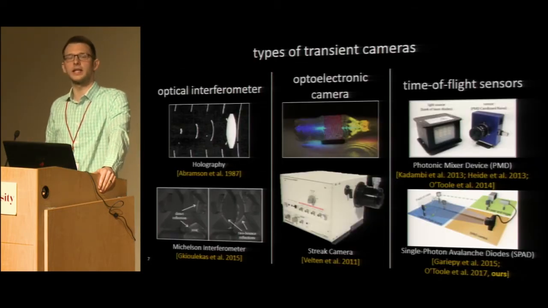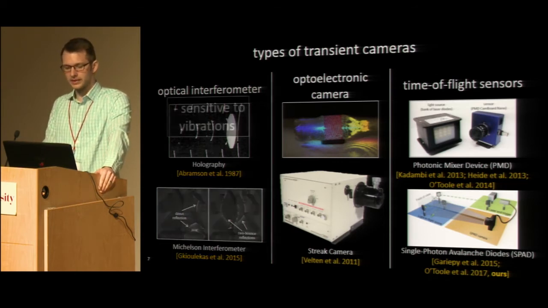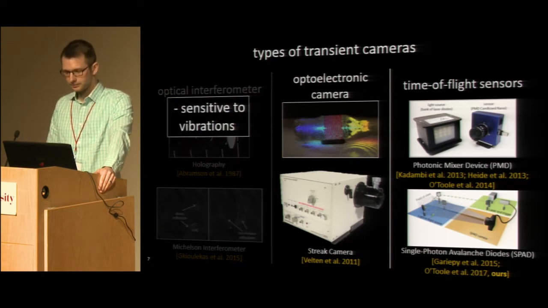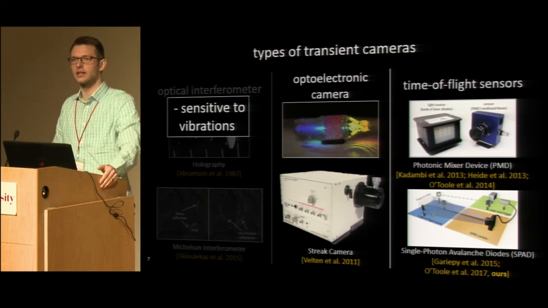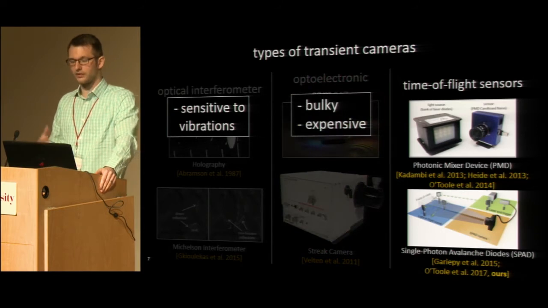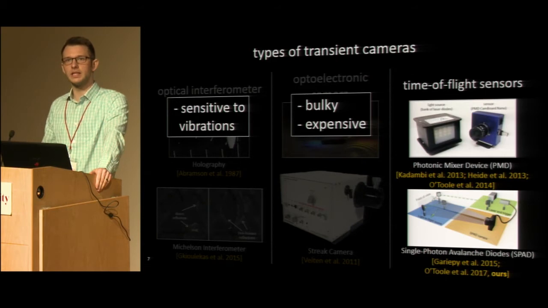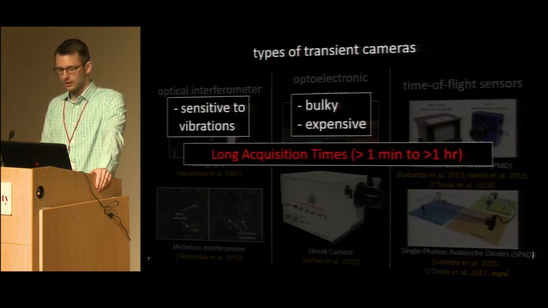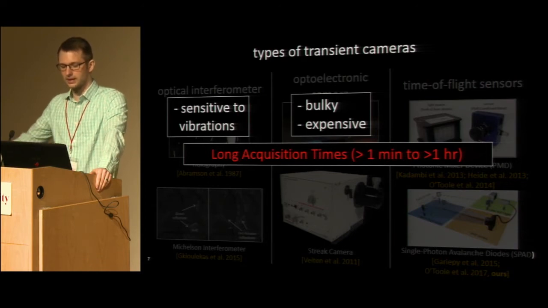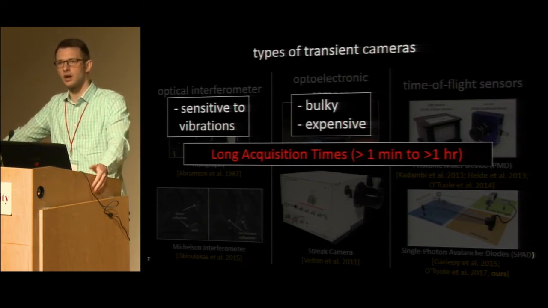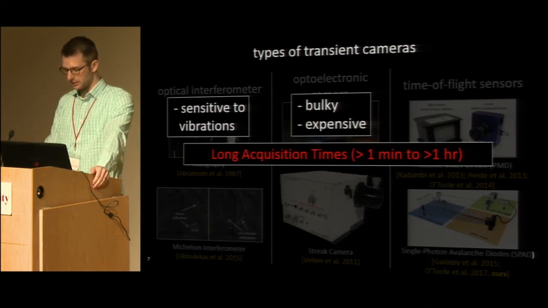So there are a number of different ways that we can actually capture transient images. For example, we can use optical interferometric techniques, but these tend to be fairly sensitive to vibration. The transient image I showed you with the Coke bottle video was captured using a femtosecond laser and a streak camera, although these setups are fairly bulky and tend to be quite expensive. We can also use time-of-flight sensors such as PMD-type sensors or single-photon avalanche diodes or SPADs to capture these transient images, although for these and the other methods I mentioned, the acquisition times tend to be fairly long, from a minute to even hours for a single transient image.